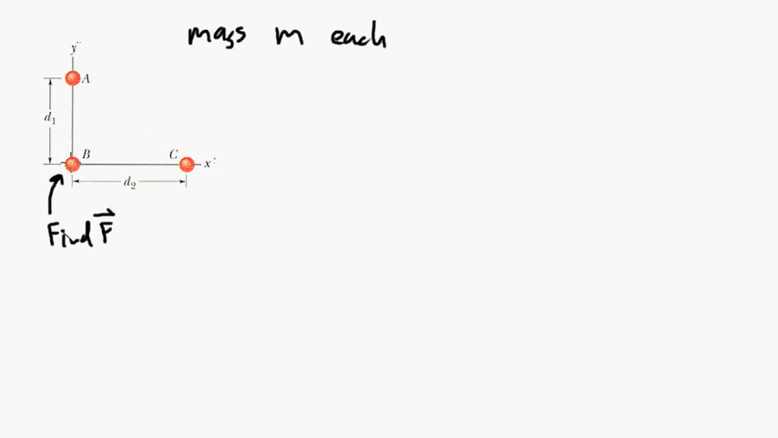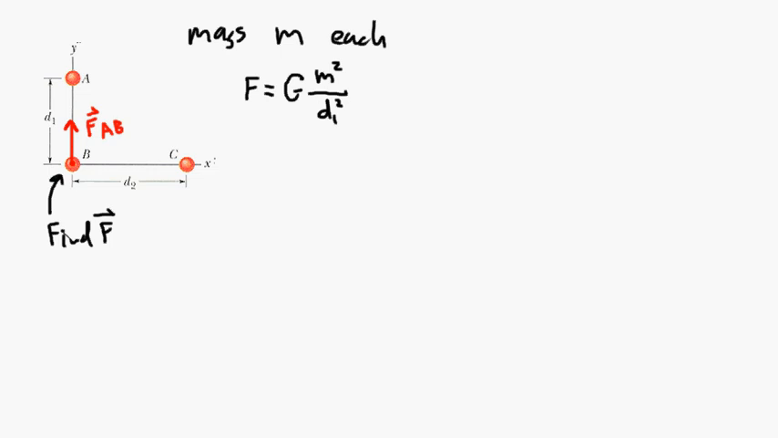So let's look at ball A first. First thing we want to ask ourselves is, which way is this going to go? And I think it's pretty obvious that since gravity always attracts, this is going to go up. So that's the force of ball A on ball B. So let's go ahead and figure out what this is. Let's figure the magnitude first. Okay, so we just use our standard gravitational force equation. G, m1, m2, but these both have a mass of m. So that really just turns into m squared. And then the distance here between the two of them is d1 squared.